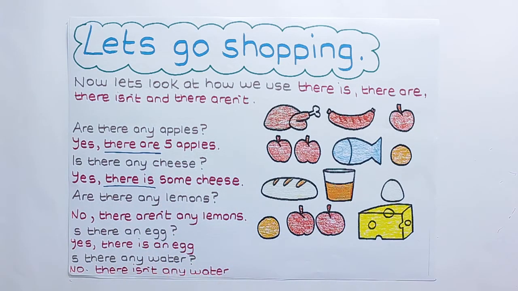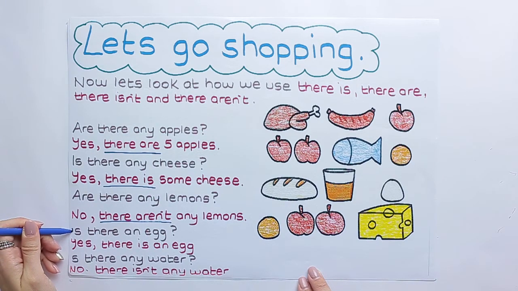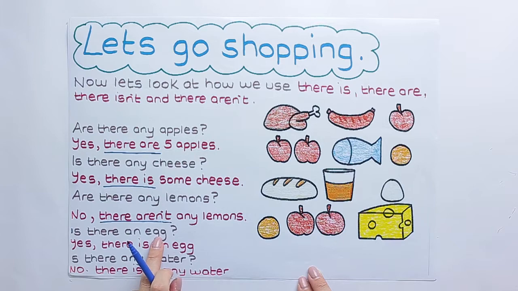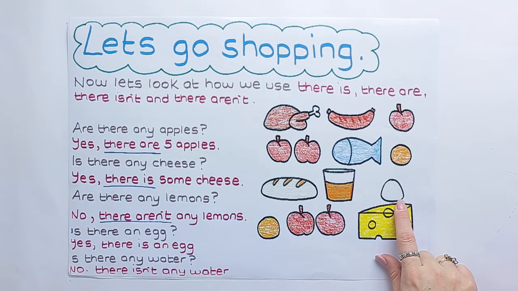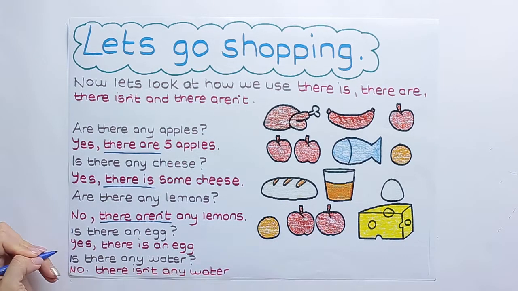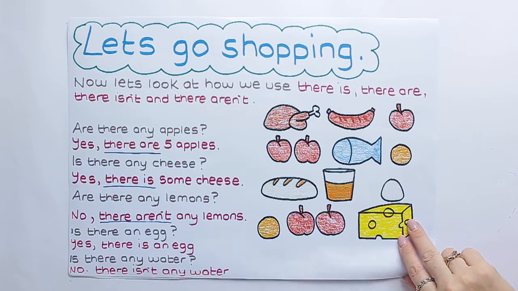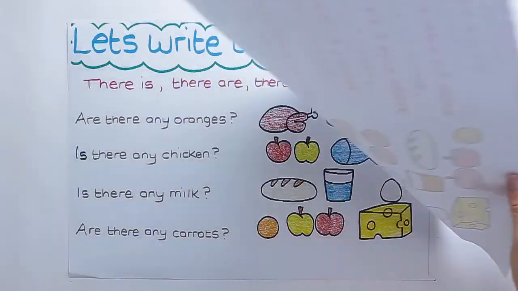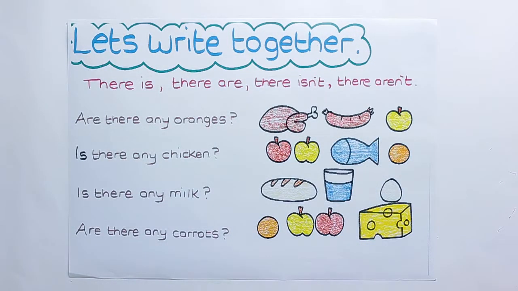Are there any lemons? No, there aren't any lemons. Is there an egg? Yes, there is an egg. Is there any water? No, there isn't any water. Let's practice and let's write them together.